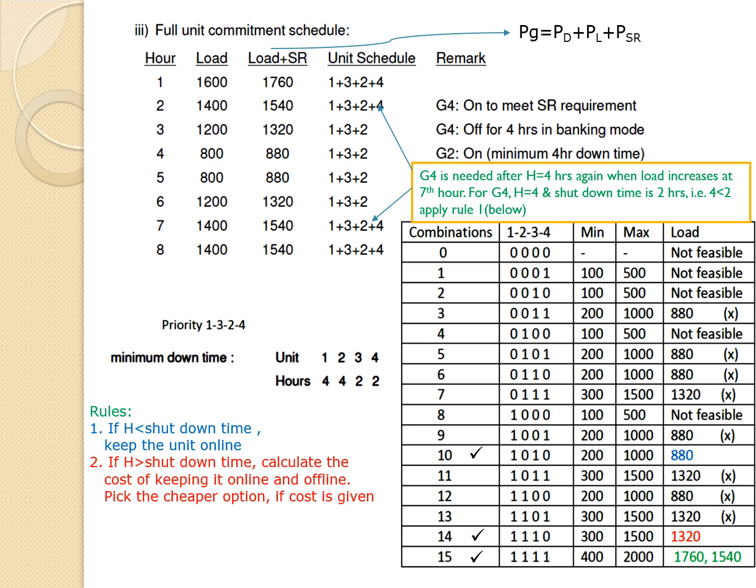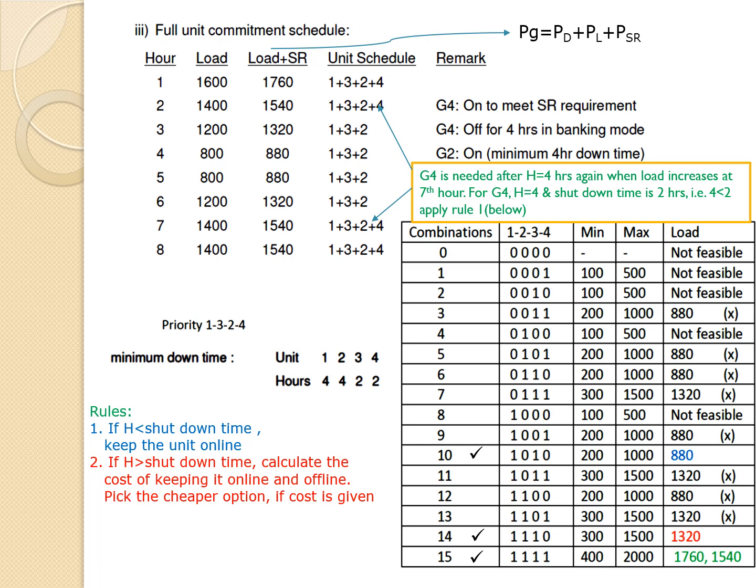Now we are making the full unit commitment schedule for all the loading combinations which were given in the graph, and here a table has been created with, for each hour, the loading combination. The load has been specified from hour number 1, 2, 3 up to 8, and for hour number 1 the load was 1600 megawatt.